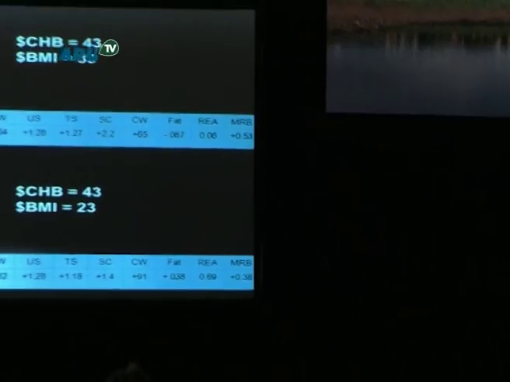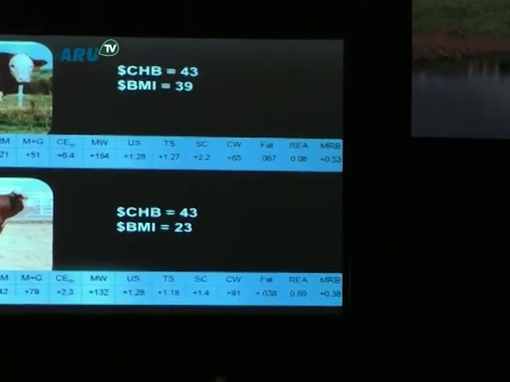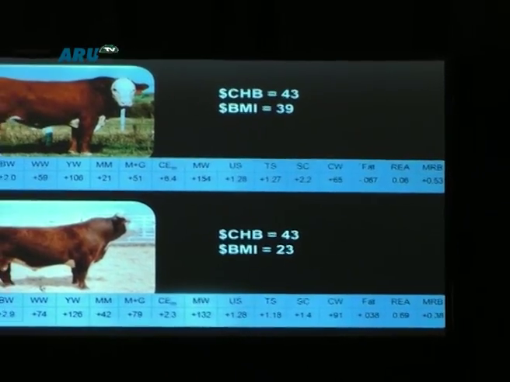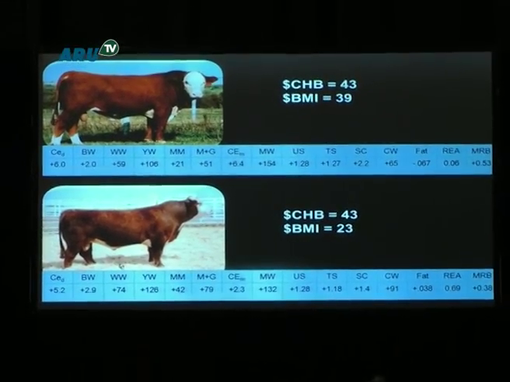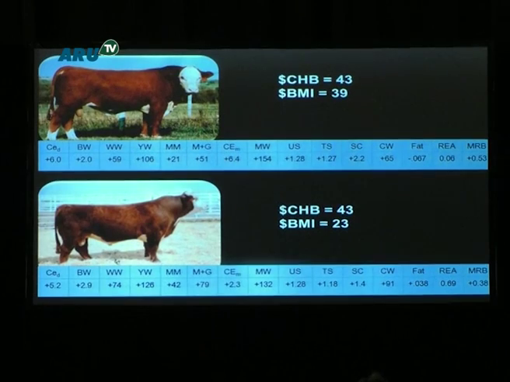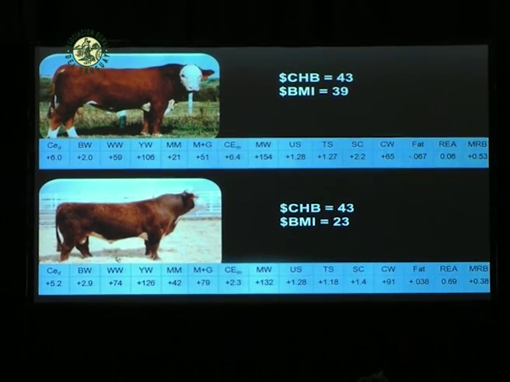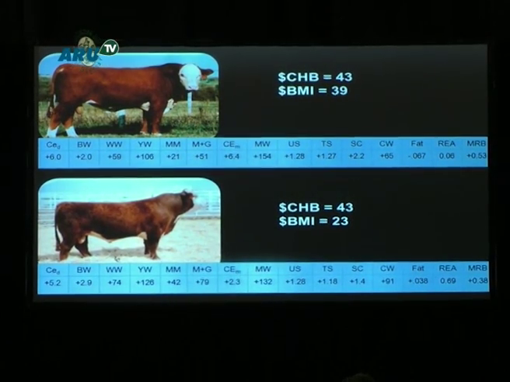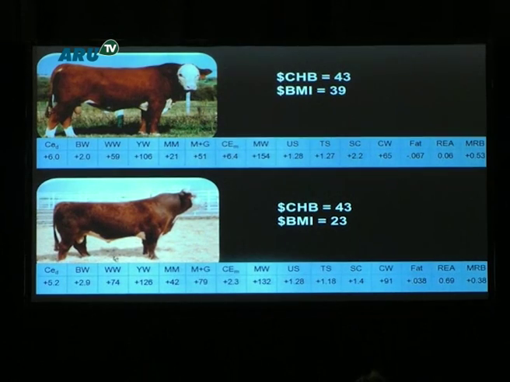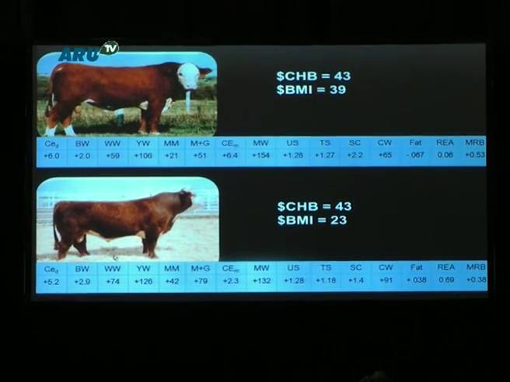On the Baldy Maternal Index, they are quite different, and the top bull is superior. But how many people, without the use of the index, would arrive at that conclusion? I submit to you, not very many. But I also want to submit to you, as breeders, you all use indexes unknowingly, if not knowingly.